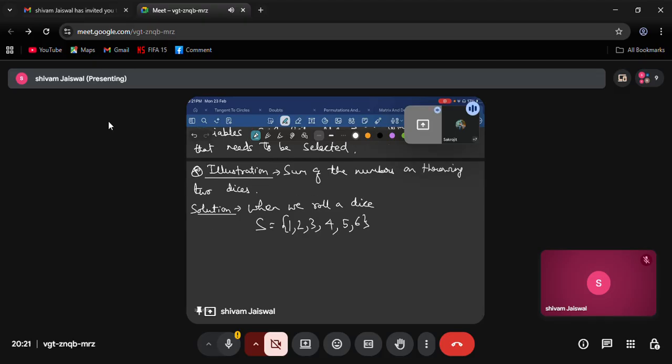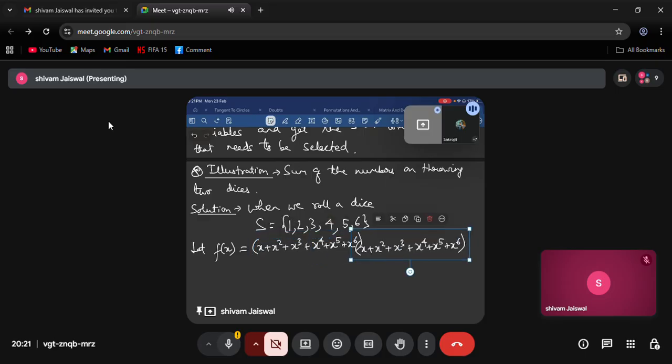Now I'm rolling a dice, so I'm taking a function. Okay, everyone. Let f of x, I'm taking a polynomial. f of x will be equal to x plus x square plus x cube plus x power 4 plus x power 5 plus x power 6. Okay, I'm taking a function multiplied by this whole thing. Now, why have I taken this? You will understand in some time.